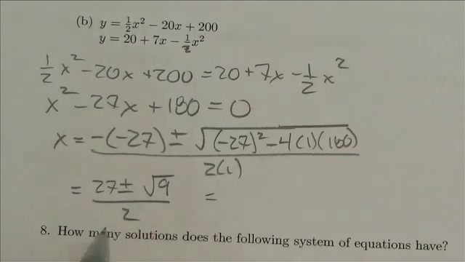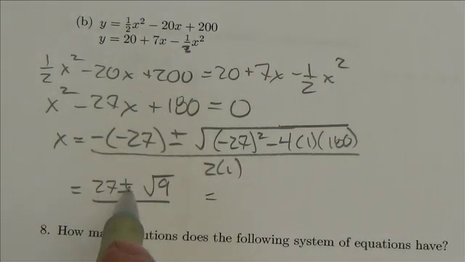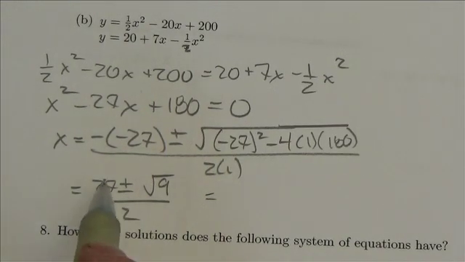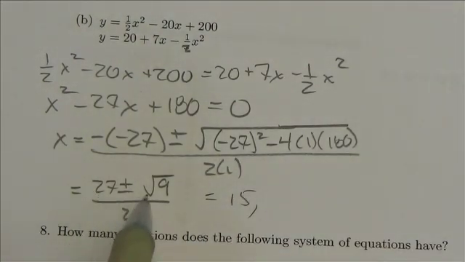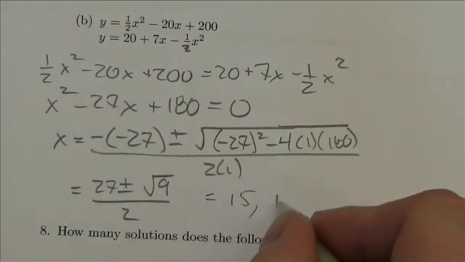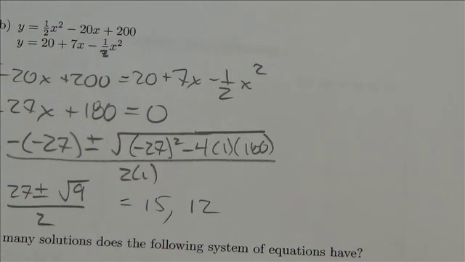Well, this is quite easy because the square root of 9 is 3, so it'll be 27 plus 3 over 2. So 27 plus 3 is 30, divided by 2 is 15. 27 minus 3 is going to be 24, divided by 2 is 12. So my two values of x are going to be 15 and 12.